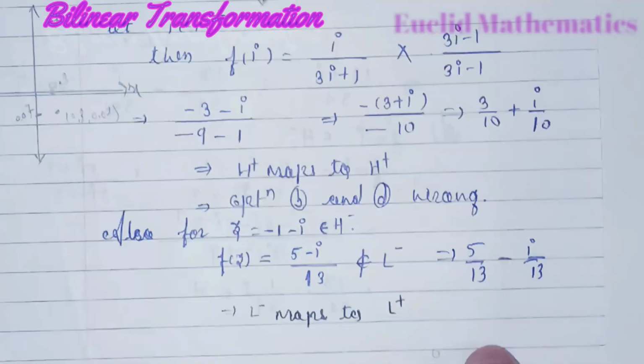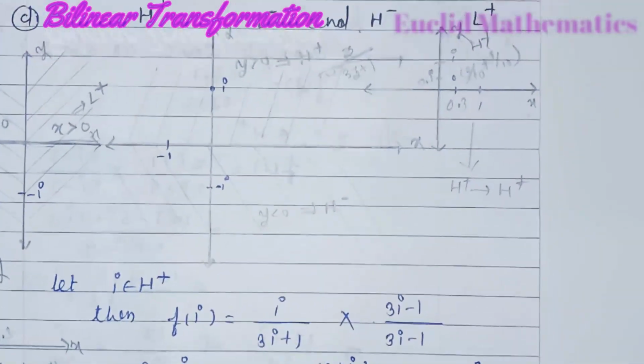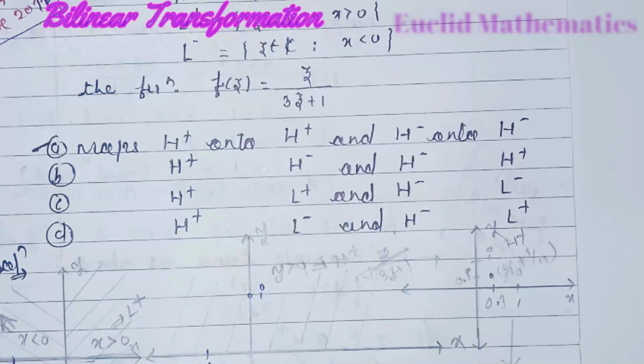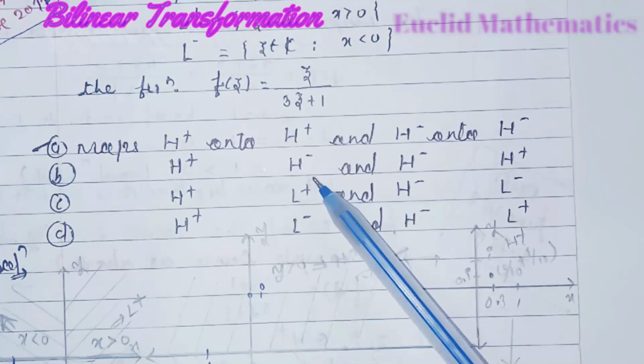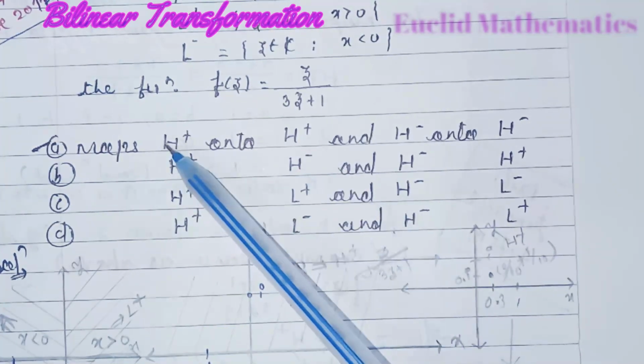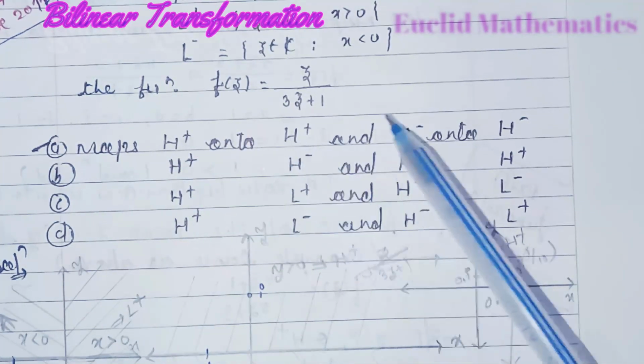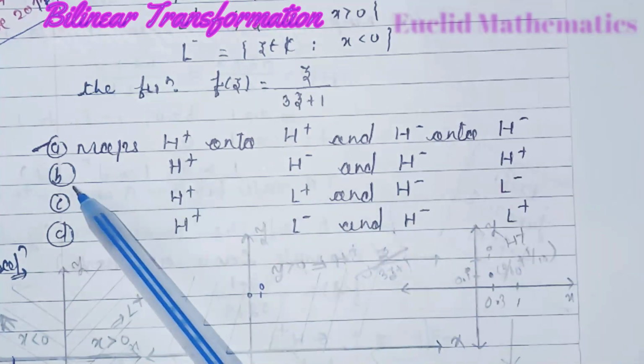Now let's check out our options. In our first option, it gives h plus maps to h plus, h minus maps to h minus. That one is correct. Second option says that h plus maps to h minus, but it is not possible because I got the upper half plane mapping to the upper half plane, and lower maps to lower. So option B is wrong.